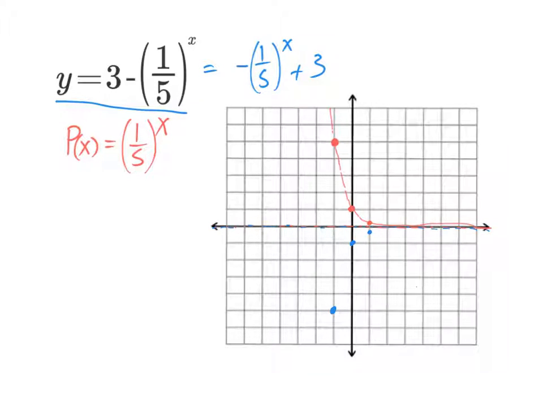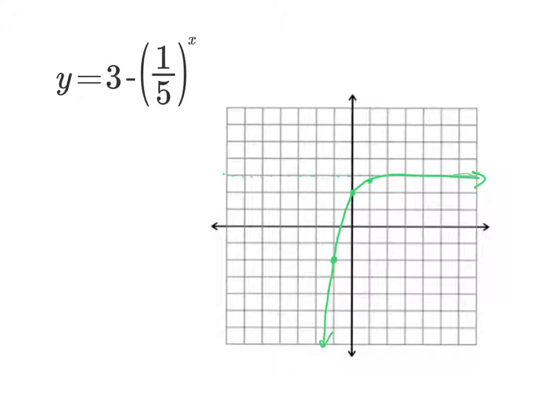And now what I need to do is go up 3 from there. So I'm going to shift everything up 3. So this point right here goes up 3, so that's going to go here. That one's going to go right here. And this one is going to go right here. And even my asymptote goes up 3, which means this is going to go right here. So my new graph is going to look like this.